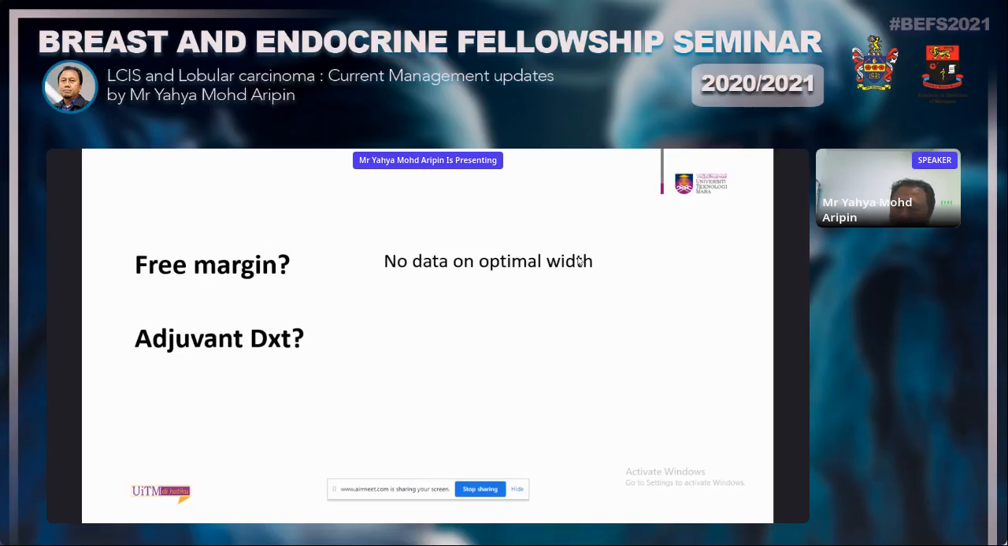No data on what is the optimal distance between the tumor and the margin. So what does it mean? It means that as long as you can get a free margin, no matter whether it is 1 millimeter, 2 millimeter, or whatever, is good enough. Should you give radiotherapy? No data to support the benefit of radiotherapy after excision, so you don't have to give radiotherapy.